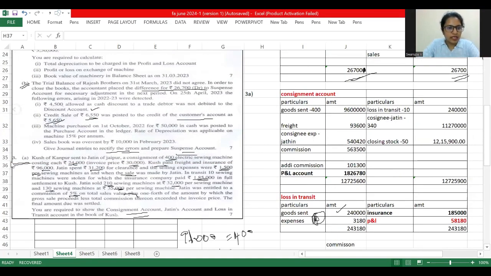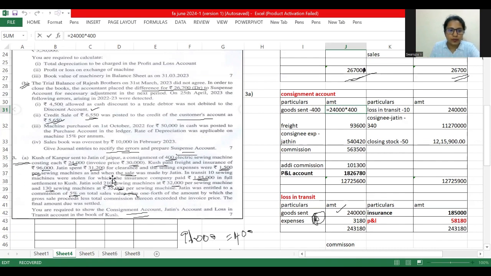So the next question that we have is on consignment accounting. For consignment accounting, the data you need to open a consignment account, a loss in transit account and the consignee account as well. So here, Kush of Kanpur sent to Jatin 400 electric sewing machines costing 24,000. So I have just put it here in the consignment account, goods sent on consignment 24,000 into 400, which is the cost price. Kush paid freight of 96,000 and Jatin spent 31,200 on clearance.